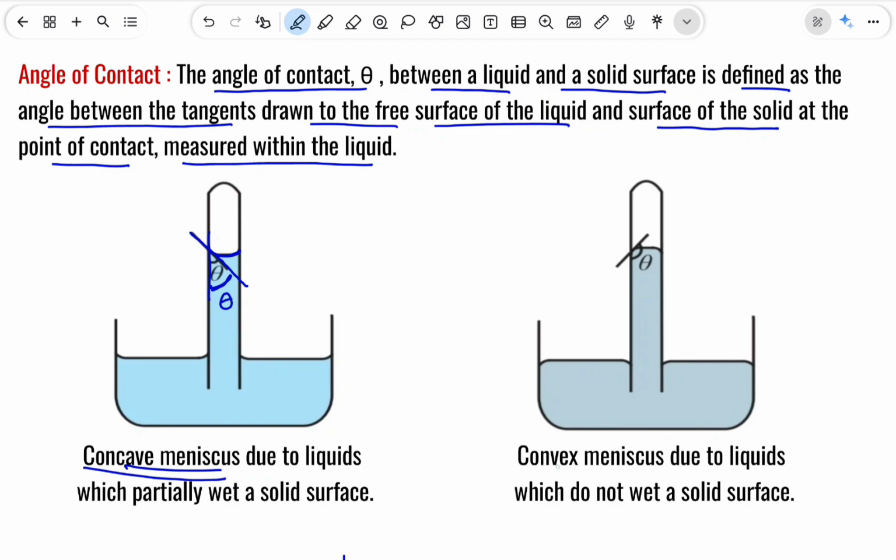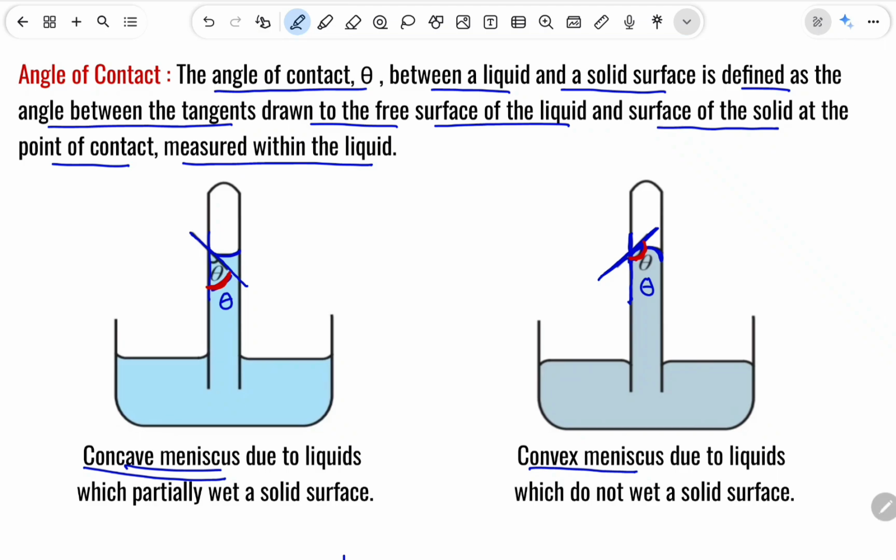Let's see the angle of contact for a convex meniscus. Now, in this meniscus, the liquid is curved upwards like this. Therefore, we have a tangent drawn to the liquid surface like this, and a tangent to the solid surface will again be vertical. If we measure the angle between these two tangents, this angle, it is given as theta. Now, we can see clearly that for a concave meniscus, the angle of contact is acute, and for convex meniscus, the angle of contact is obtuse. And both the angle of contacts, we have measured them within the liquid.